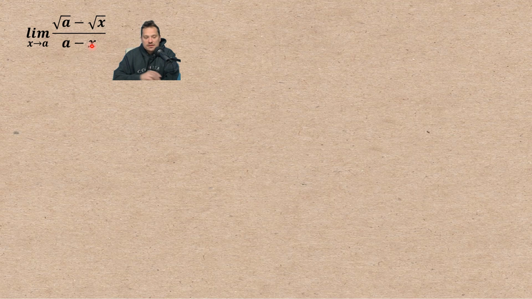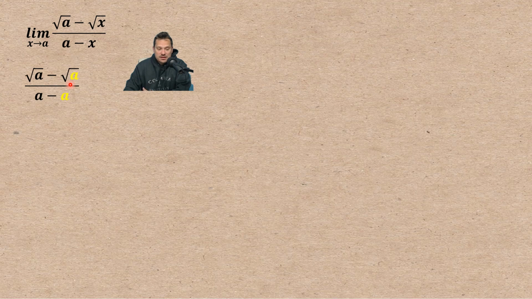In this one, let's take a look at finding the following limit. So we have here the limit as x approaches a of the square root of a minus the square root of x, over a minus x. That's our limit here. Now, let's recognize a basic issue with this limit. There's an issue which looks like this.